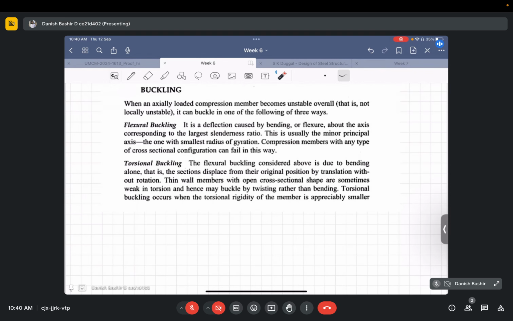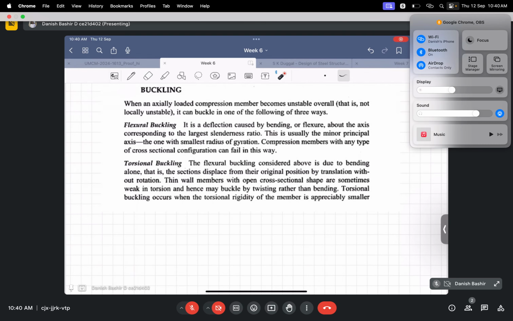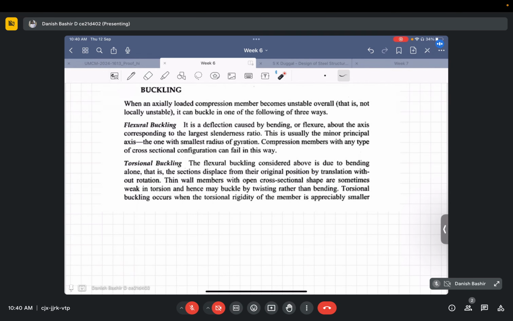Okay, so when we load our, for example, this is our compression member, when we load in this direction, it becomes unstable, globally unstable. Then we call this type of instability buckling. This is actually a geometric instability that happens in our columns. It can have many reasons, like if the slenderness ratio is very large, that is, it's having a very thin core, so it can buckle. There are a lot of other reasons in which a column can buckle.